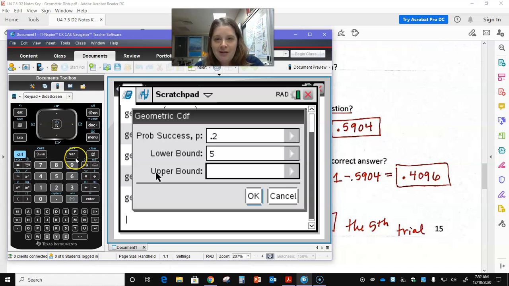For me, I'm usually too lazy to go hunt up the infinity button on this, so I'm just going to type in 10 to the 99th power right here. That's going to give me something that's really, really big and essentially good enough for infinity in this case.